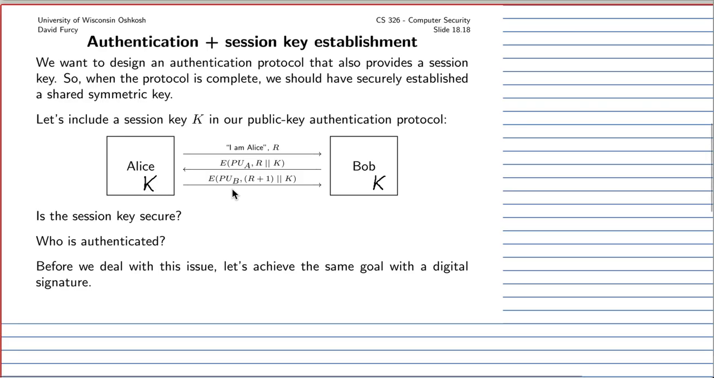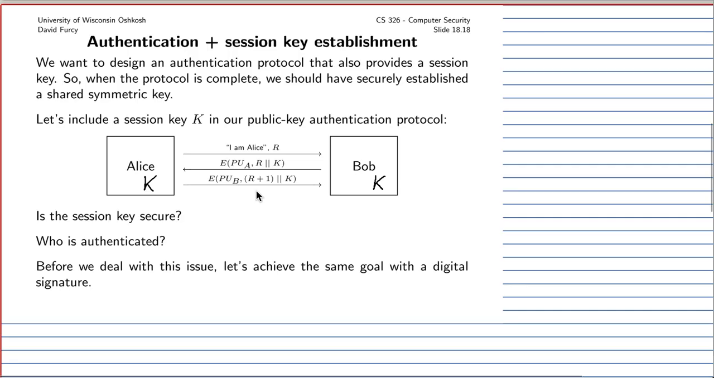And then what she does is she will use R, maybe add 1 to it, concatenate that back with K, and encrypt the whole thing with Bob's public key and send that to him. And then Bob is able to decrypt this message using his private key and recover K and R plus 1.